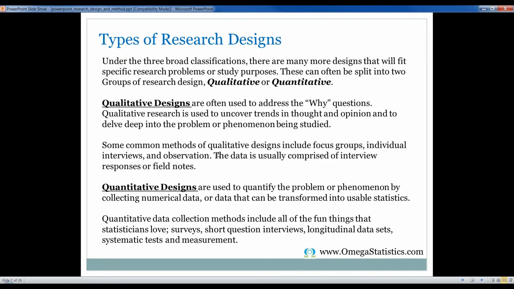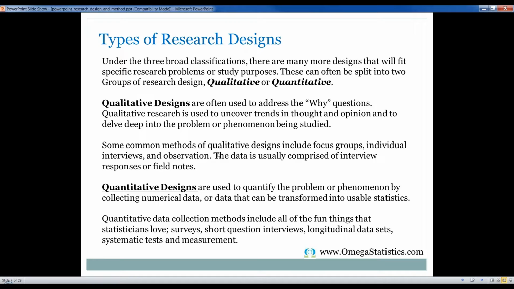So under the three broad classifications we just talked about, there are many more designs that will fit specific research problems or study purposes. And these can often be split into two groups of research design. And actually, qualitative and quantitative, I wouldn't really call them design. I would call them more of a method, but they're more of a method of inquiry. Okay, so how are we going to set up our study? Are we going to ask a lot of questions, or are we going to actually collect some data and crunch some numbers? And that's the big difference between the two.